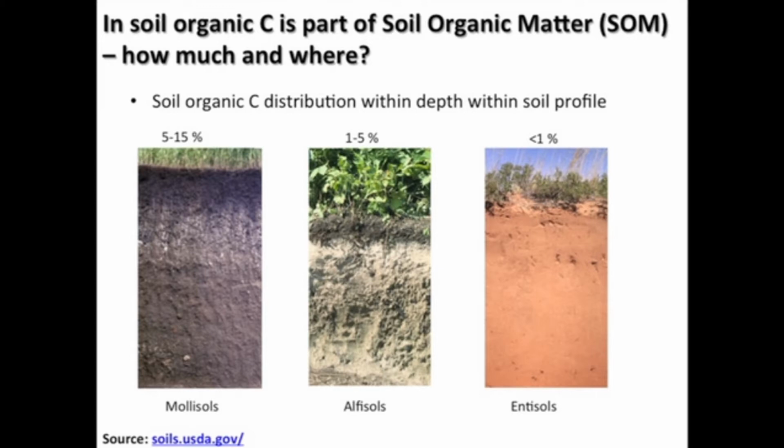In the middle is an example of an alfisol, what we have in Michigan, soil formed under forests, and as you can see by its color, most of its carbon is in the top 10 to 20 centimeters. And on the right is an example of a profile from an arid desert with hardly any soil organic matter, hardly any carbon in there.